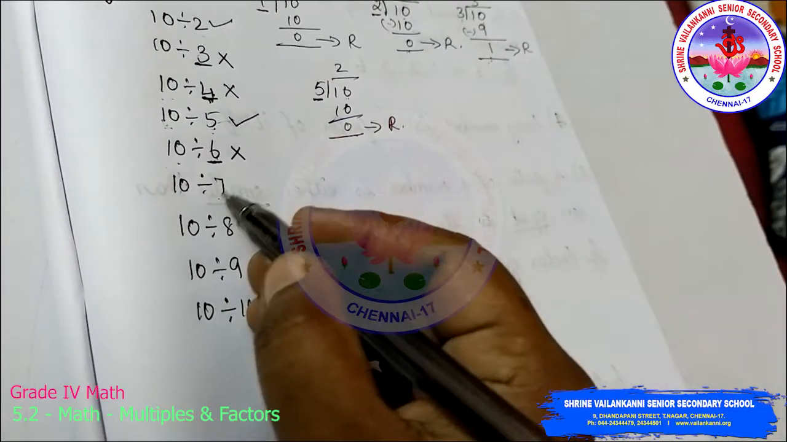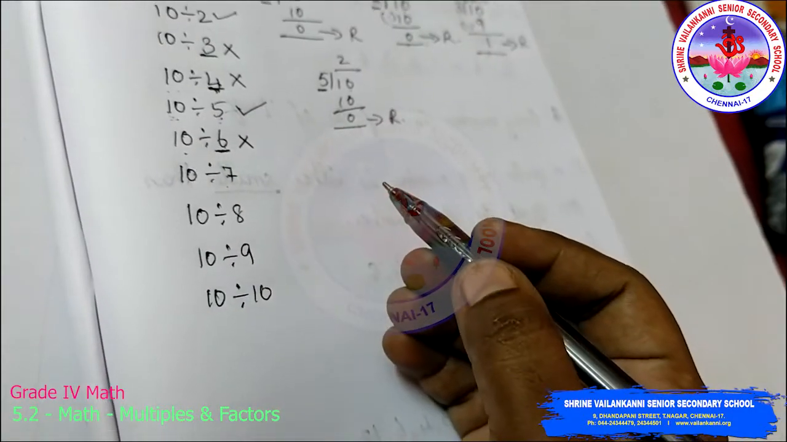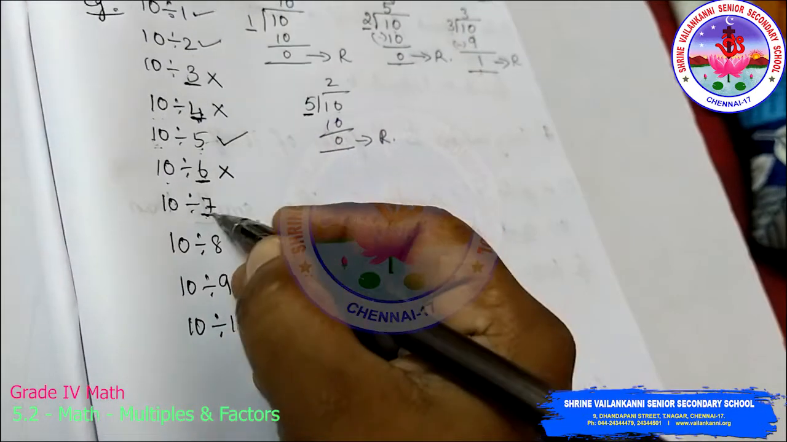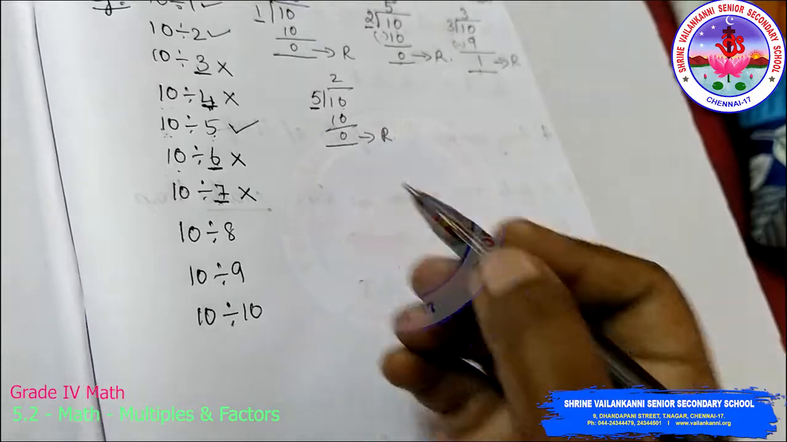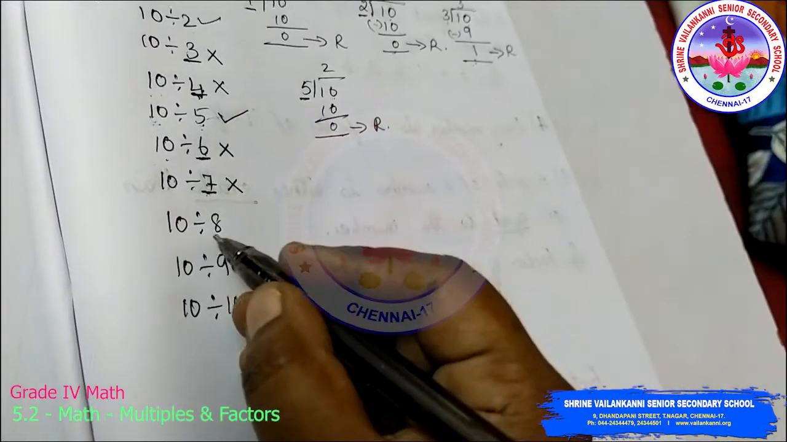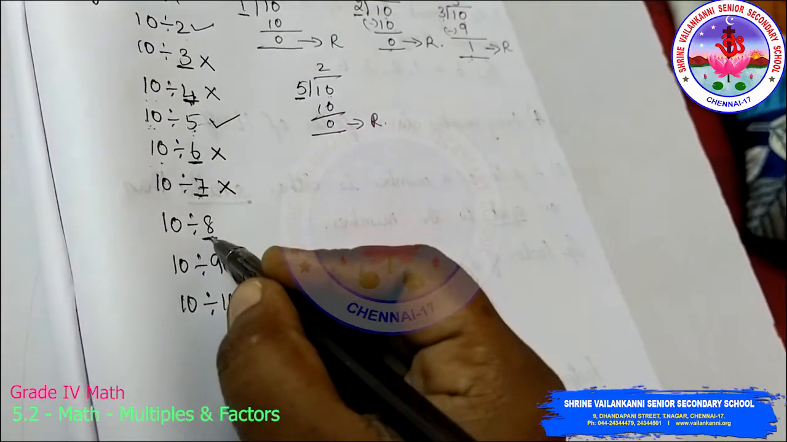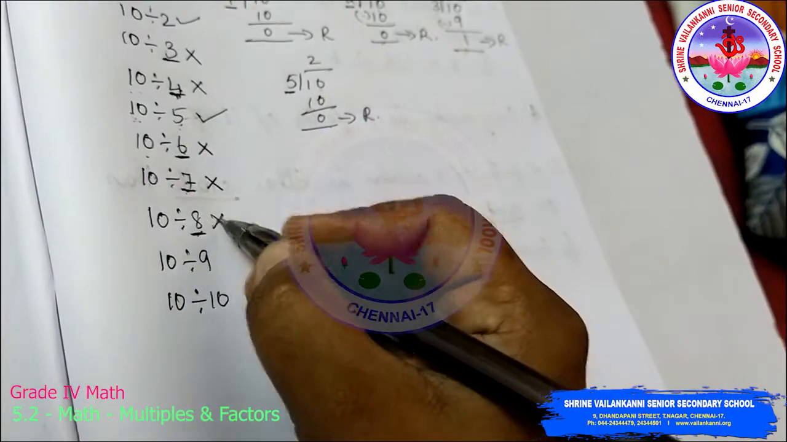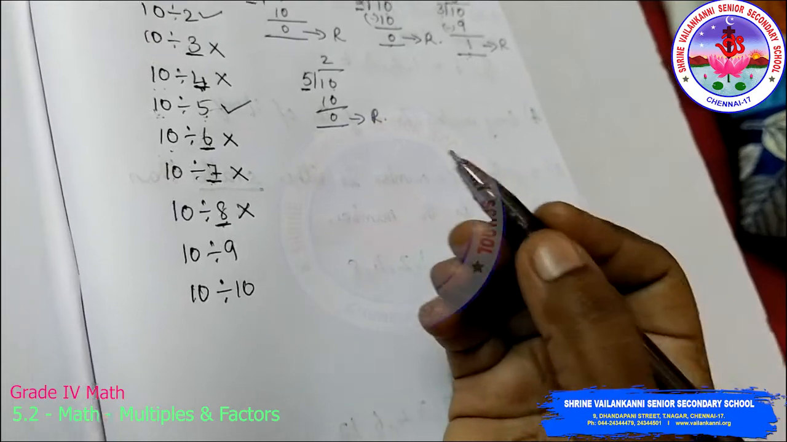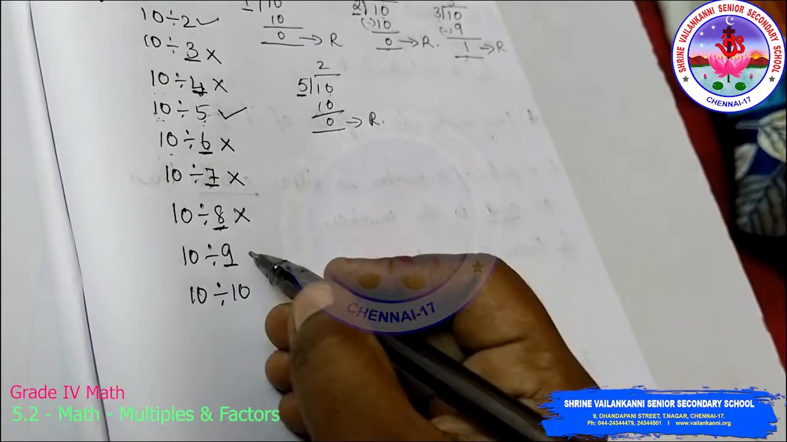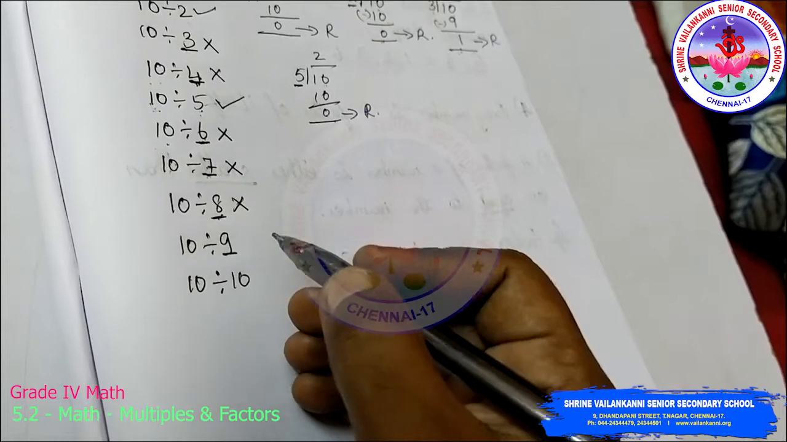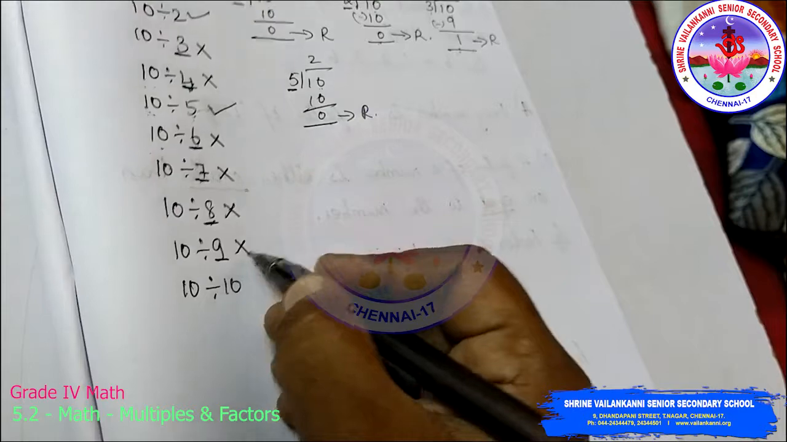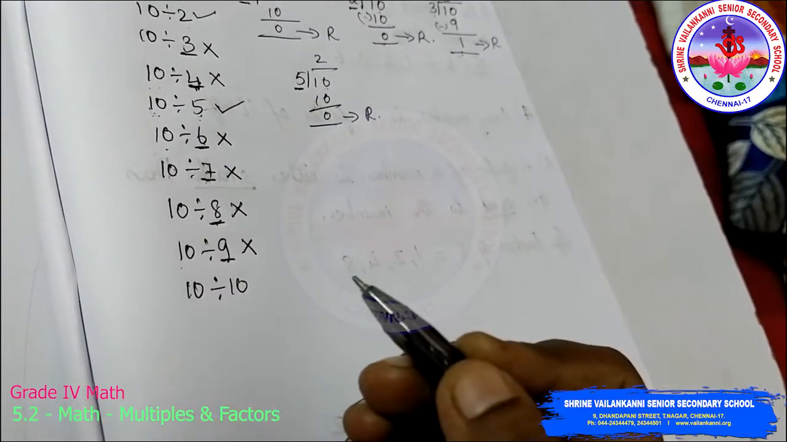Next I am going to check with 7. 7 1s are 7, 7 2s are 14. There also I am not getting 10, so 7 is also not a factor of 10. Next, checking with 8. 8 ones are 8, 8 twos are 16. Again I am not getting 10 in the 8 table, so 8 is also not a factor of 10. Next 9. Even in the 9 table I am not getting 10. 9 ones are 9, 9 twos are 18. So 9 is also not a factor of 10.